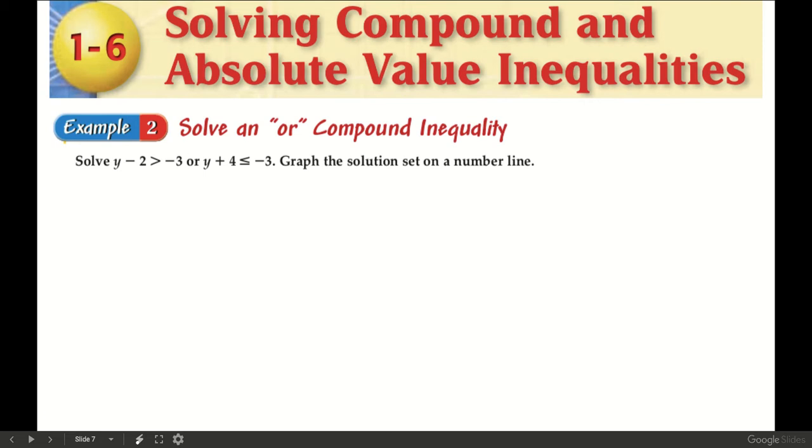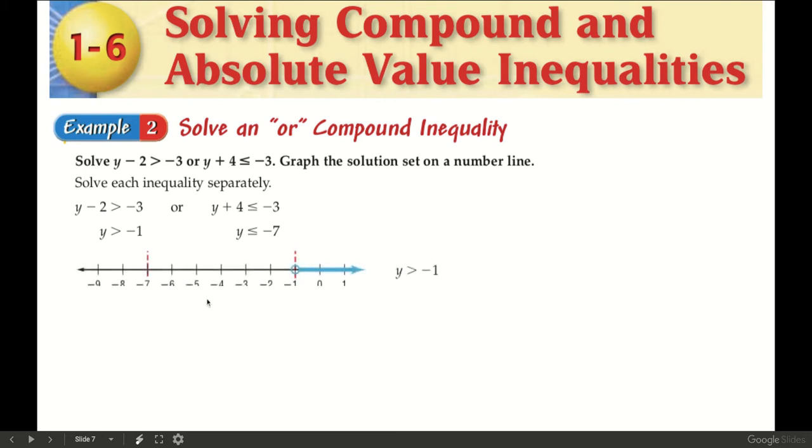It can fulfill either one of them. So I'm going to solve each one separately since it's written separately. So I have y minus 2 is greater than negative 3. For this one, I would add 2 to both sides, and I get y is greater than negative 1. On this one, I would subtract 4 from both sides, and I get y is less than or equal to negative 7. So I have my two inequalities.